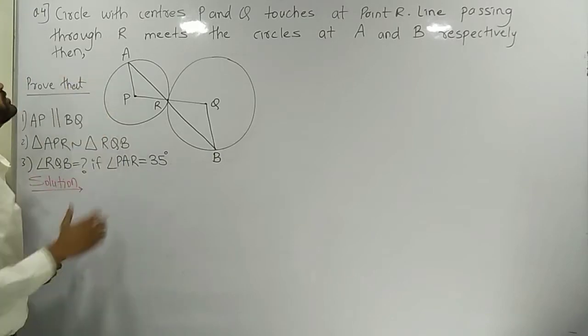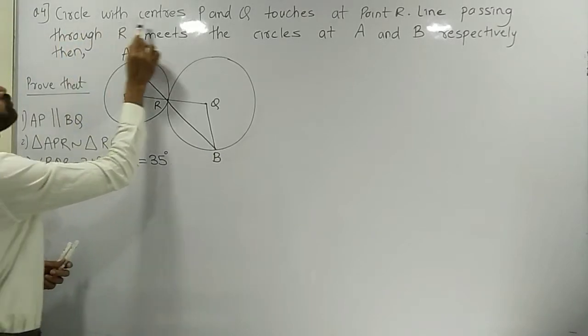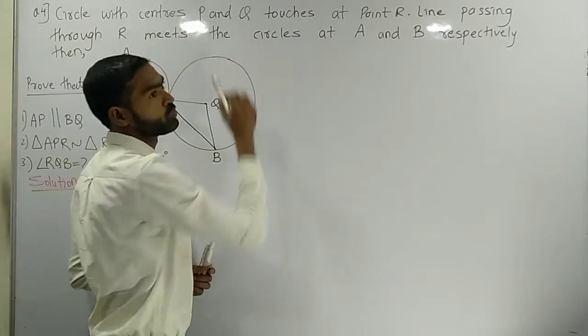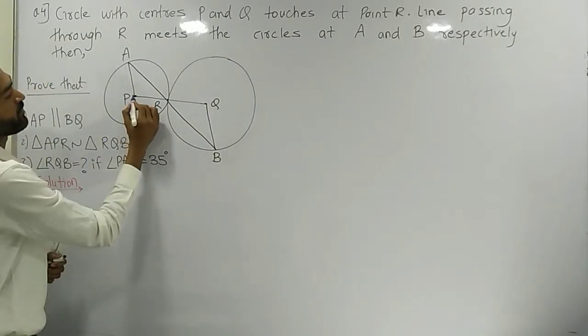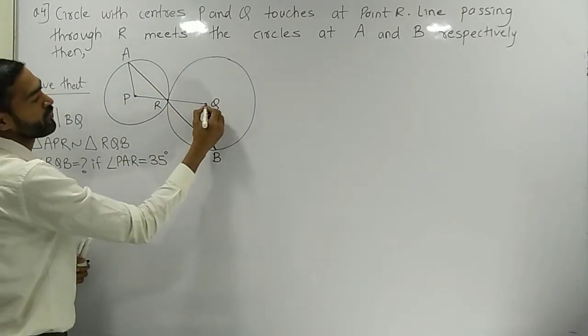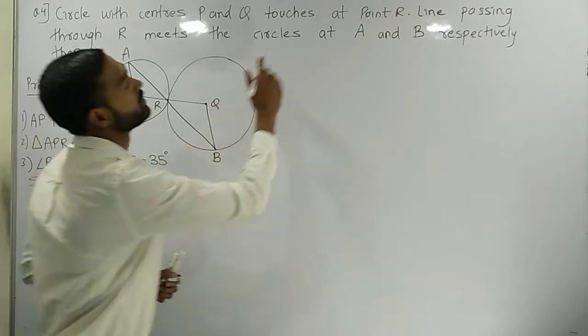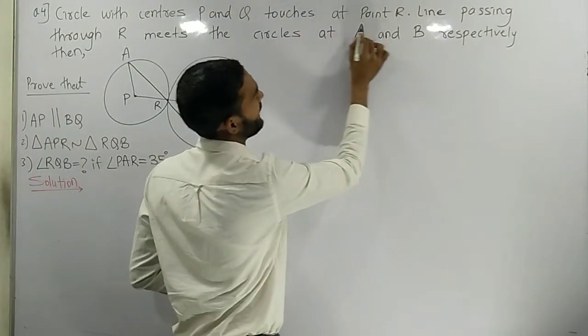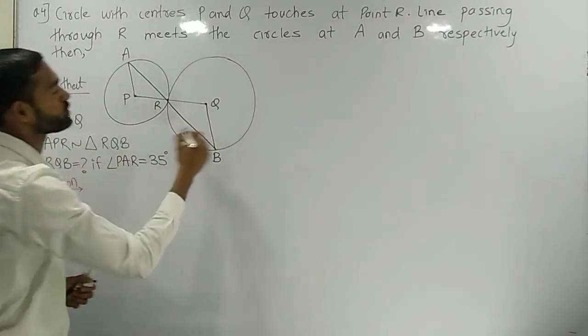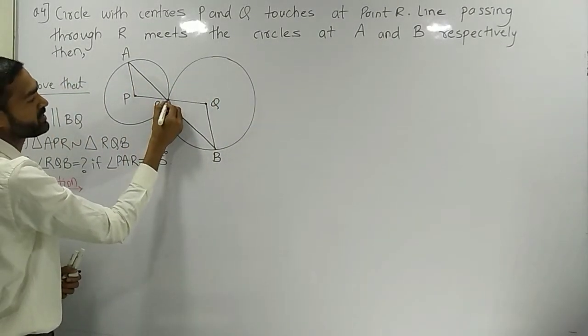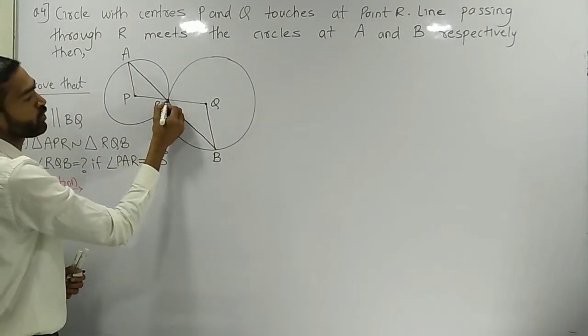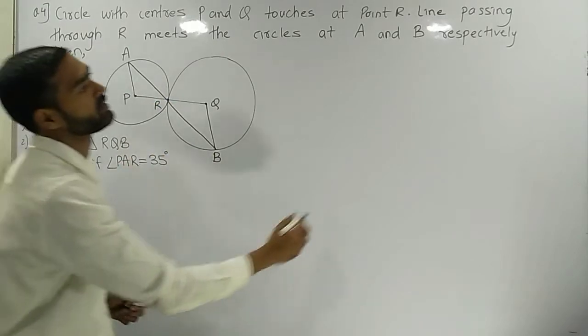Question number 4. Look, circles with centers P and Q. As you can see, here we have two circles with two different centers. One is P, another center is Q. They touch at point R. Both these circles are touching at one single point, so their point of contact becomes R.